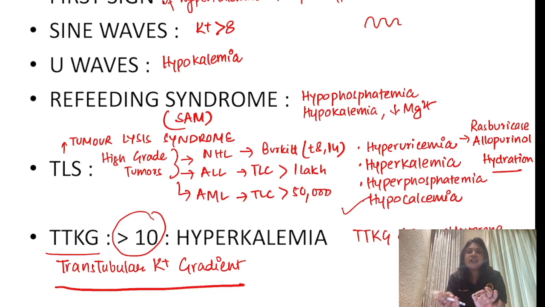Another question, which viral infection is associated with type 1 diabetes mellitus? The answer is rubella. So rubella is associated with type 1 diabetes mellitus. Okay, and I'll be taking a separate class on DKA.